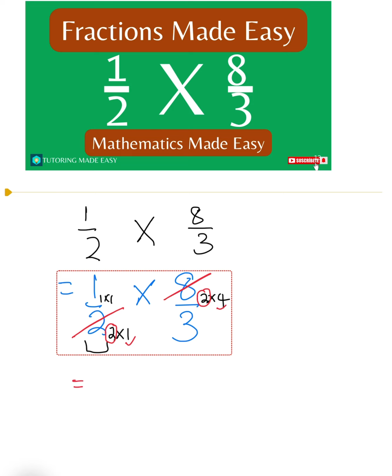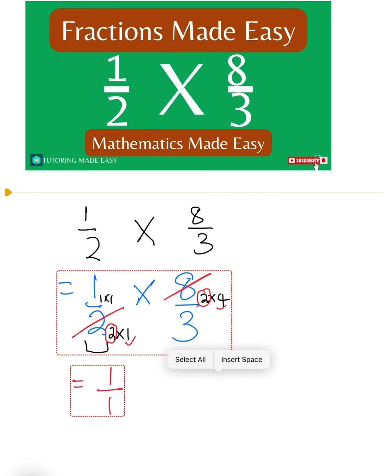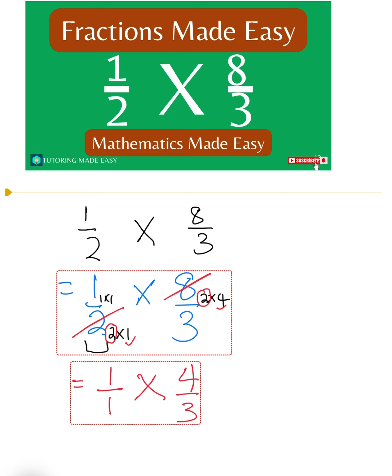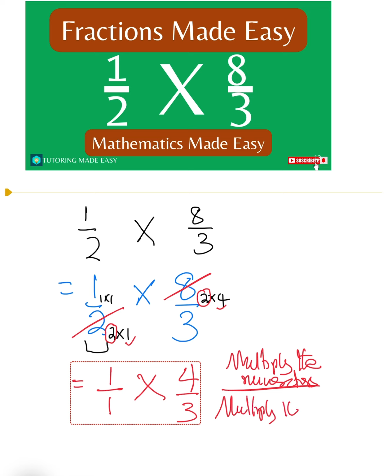So that we're going to have 1 over what is left here, which is 1 here, multiplied by, this time not 8 anymore, but what is left, the 4 divided by 3. Once we have that, we do not have any common factors anymore. So we're going to multiply the numerators, and we also multiply the denominators, in that order.